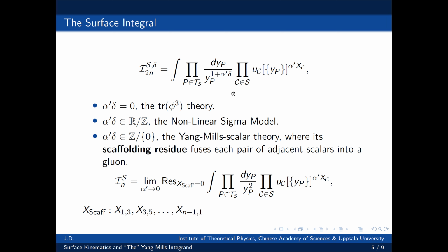Now for our purpose, I will directly jump into taking the deformation parameter alpha prime delta to be 1 and take the scaffolding residue as well as the low energy limit. And this defines our desired loop integrand for the Yang-Mills.